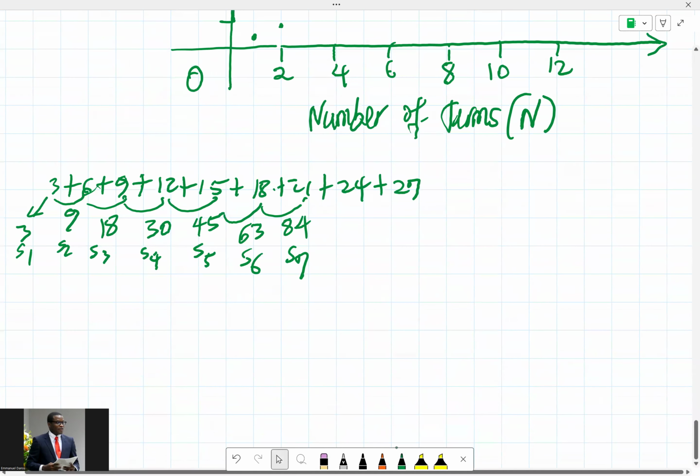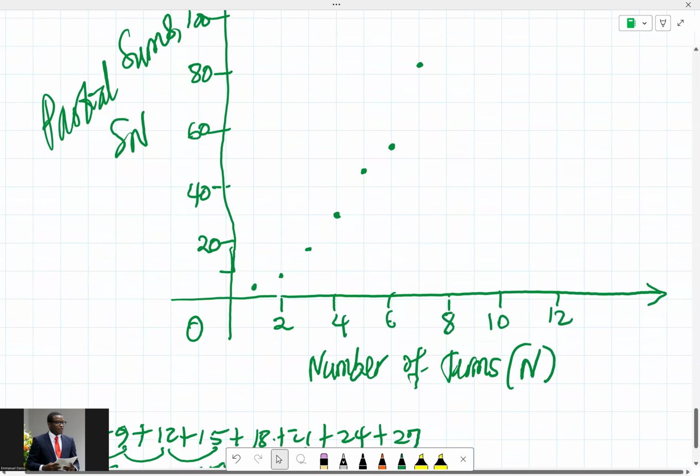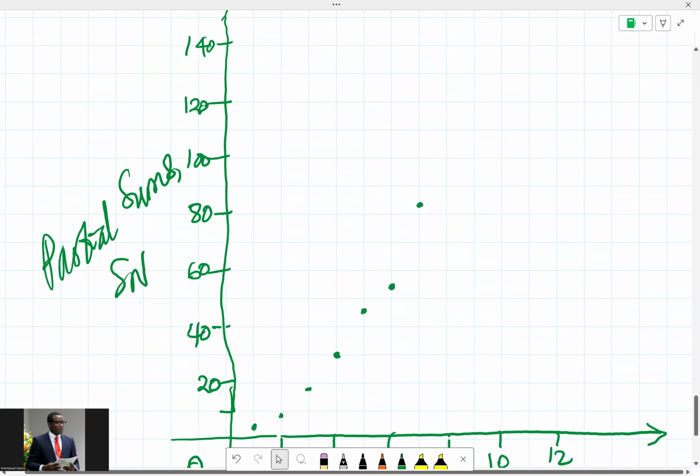Then we go for the 8. 8 now is 84 plus 24. That's 108. I think this is easier to visualize. So the 8th partial sum is 108. That's for 8. So 8 against 108. This is 110, this should be 108.